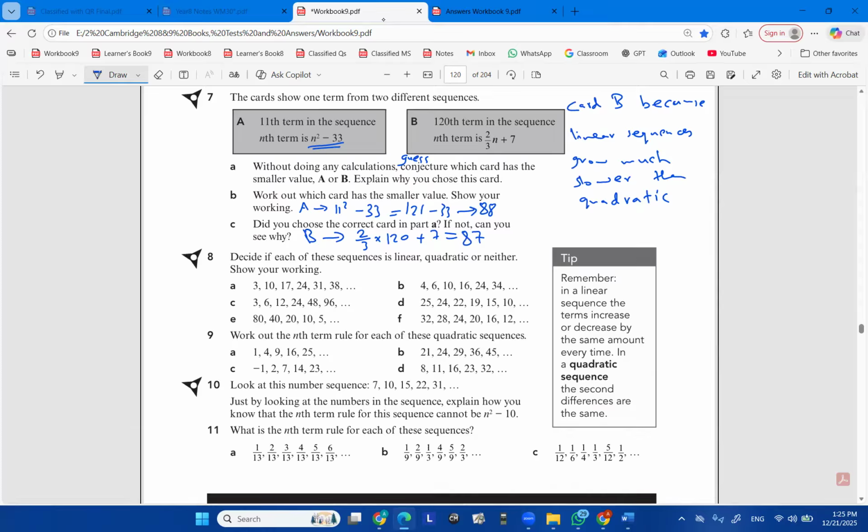Oh my God. Okay. So my guess, did you choose the correct card? Yes, I chose the correct card. That B is smaller. Yes, I chose the correct card.